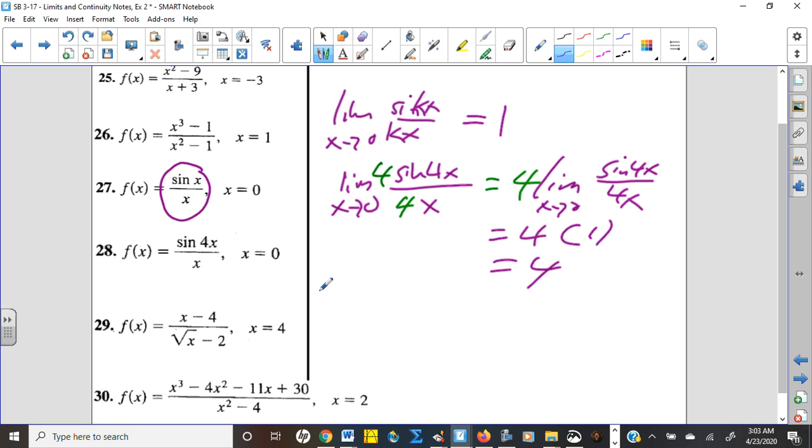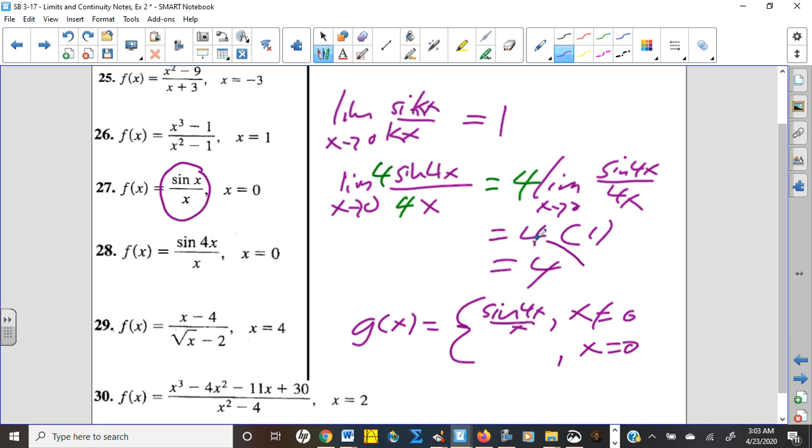And so now we can say, all right, our new function g of x is going to be the original function sine 4x over x everywhere except for at 0. If x happens to be equal to 0, that height that we need to fill in to plug the hole is 4. Not 14, I accidentally put a little mark there, but ignore this, pretend it's not there.